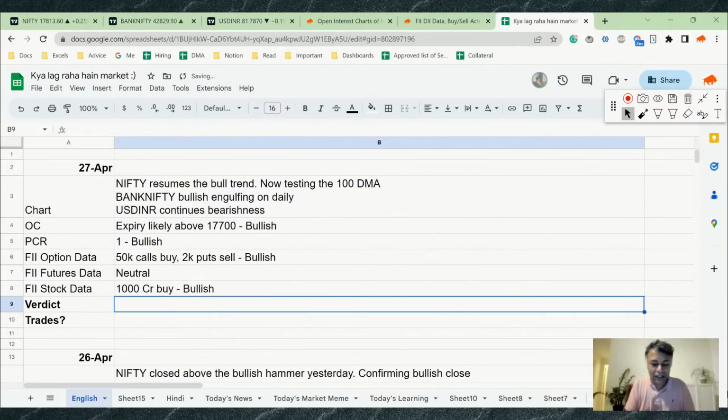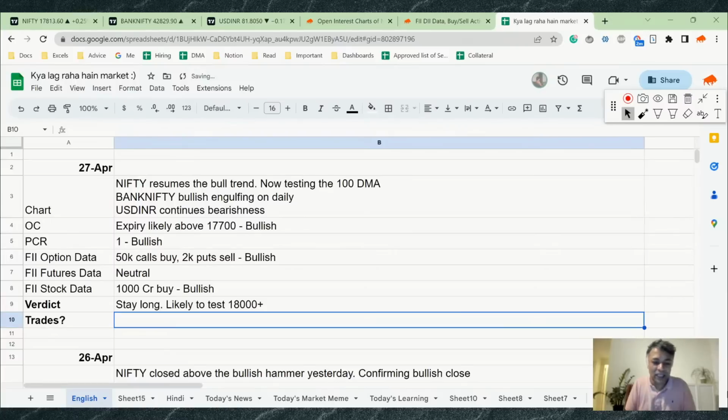right? Verdict is stay long. Likely to test 17,950 to 18,000. Why are we hesitating, dude? We are likely to test 18,000 plus, right? So trades are simple, right? I mean, there's no change in it. Hold on to anything you picked up since last trade. I mean, no new trades, right?